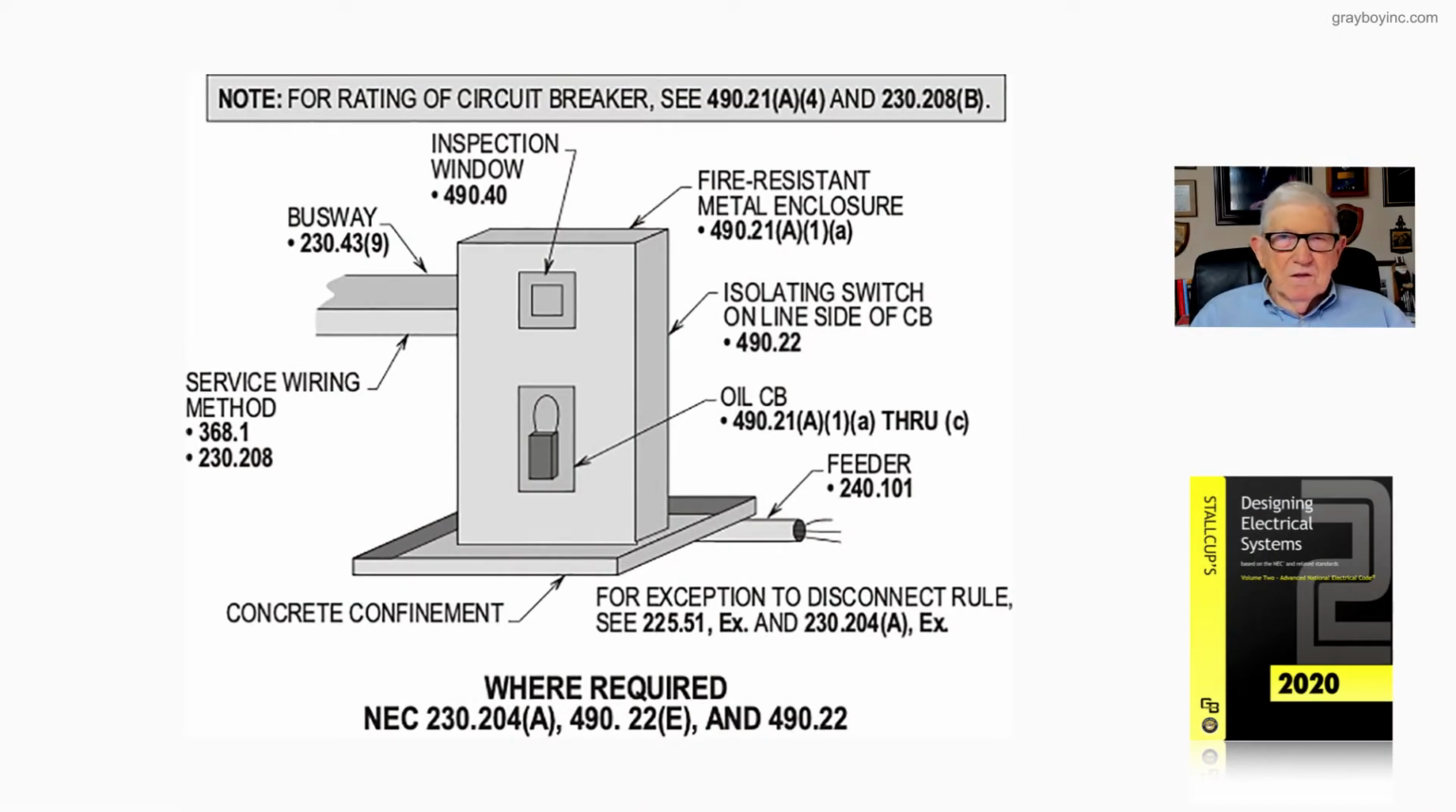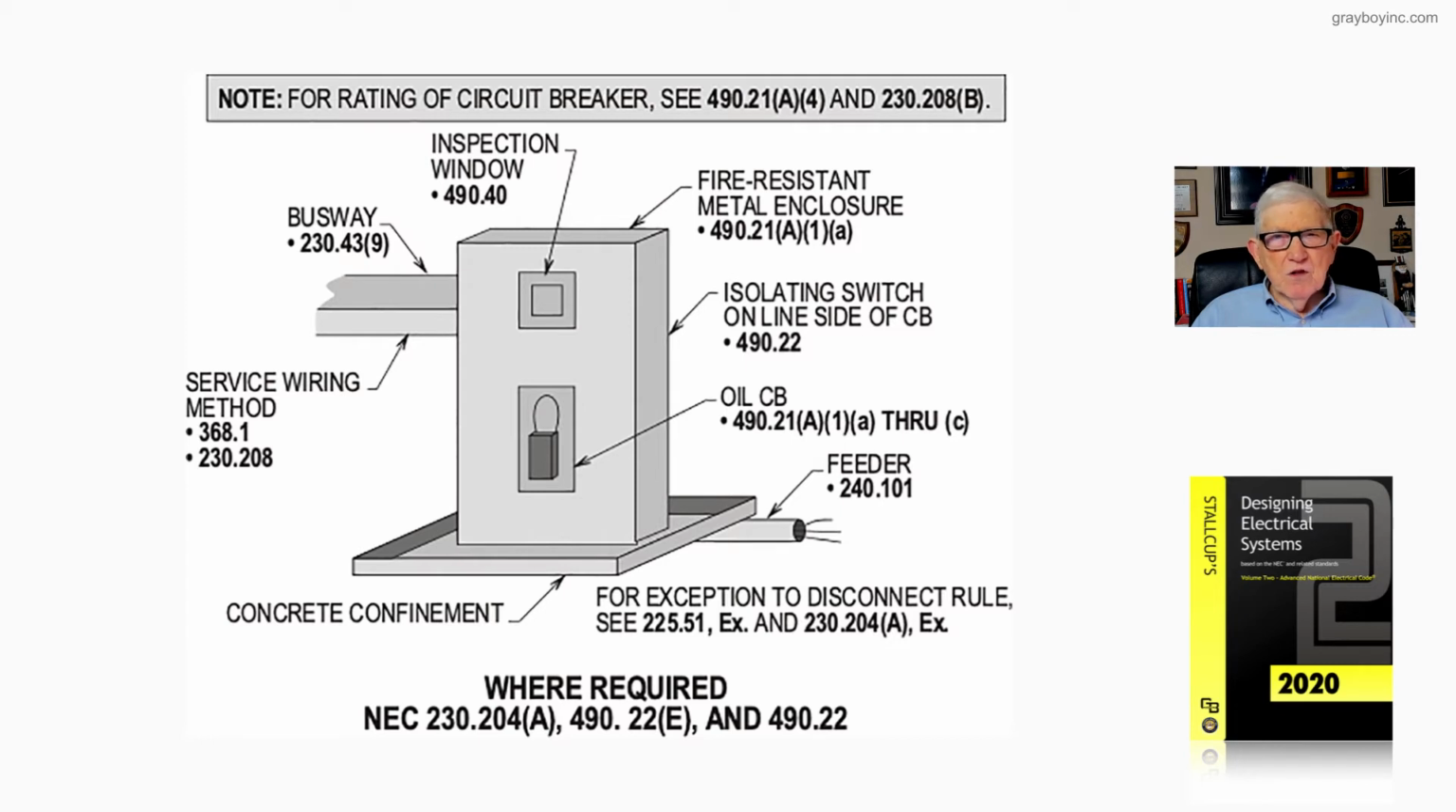Now let's take a look at this figure 17-5A from Stallcup's Electrical Design Book, Volume 2. And notice in the note it states for the rating of a circuit breaker, see 490.21(A)(4) and 230.208(B).